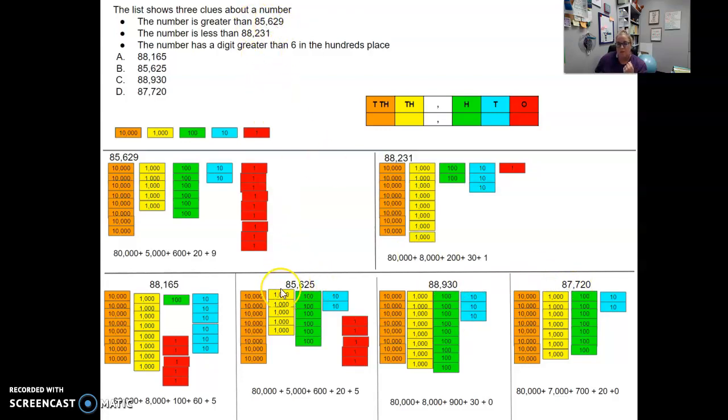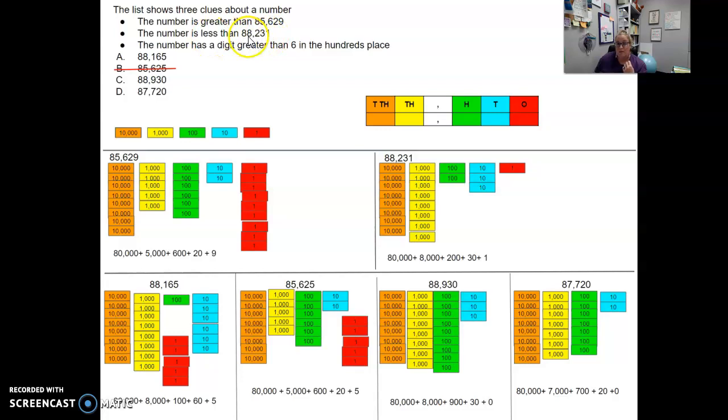So the only one I'm going to look at is this one now. So I've already compared the thousands and 10,000s. This is 600, and this is 600. That doesn't really help me. This is 20, this is 20. That doesn't really help me. This is 9, and this is 5. That does help me because it's actually smaller. So since it's smaller, I'm going to cross off 85,625. Bye-bye.